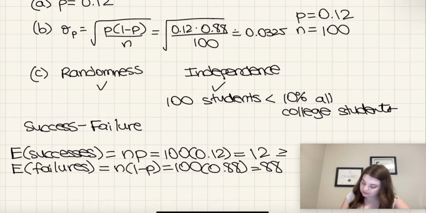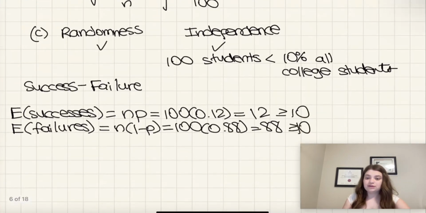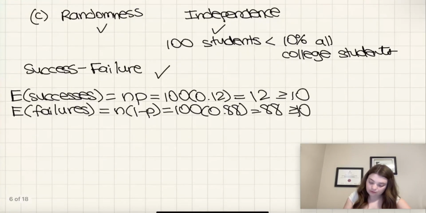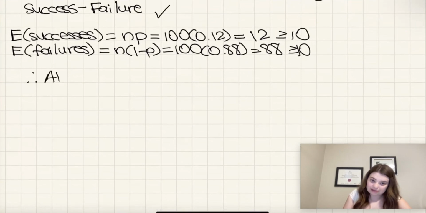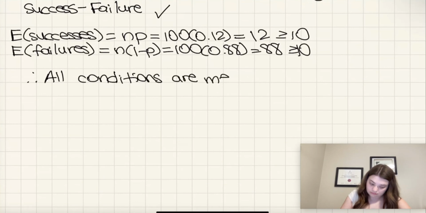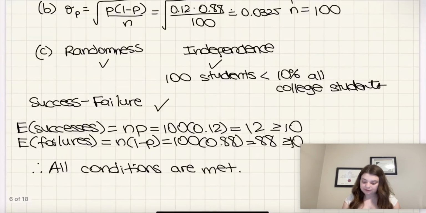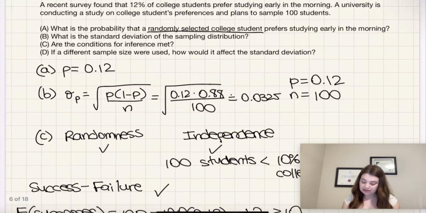Now, both of these are greater than or equal to 10. And so because both of these are greater than or equal to 10, this condition is met. And so therefore, yes, all conditions are met here. And what does that mean? That means that we are able to use the normal approximation for the binomial distribution. That's what that means.